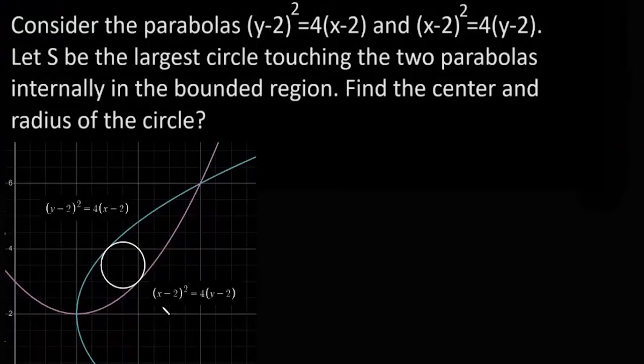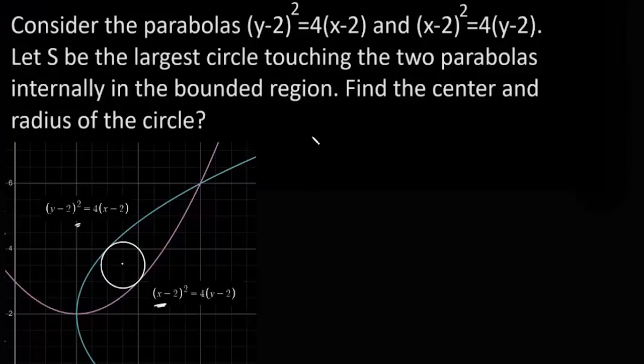We have already drawn the two parabolas. This pink parabola is (x - 2)^2 = 4y - 2, and this parabola in blue is (y - 2)^2 = 4x - 2, and we have to find the center and radius of this largest circle touching the two parabolas internally in the bounded region.